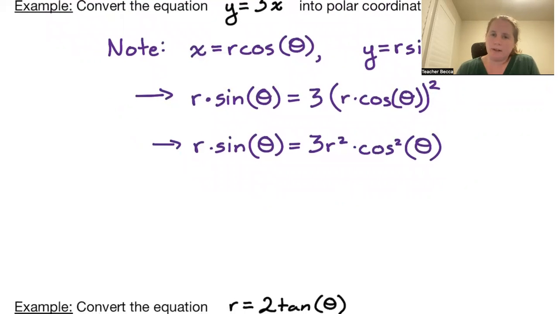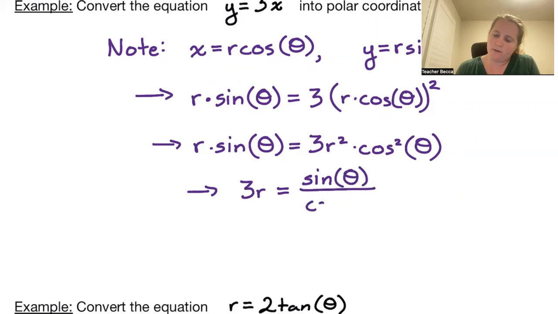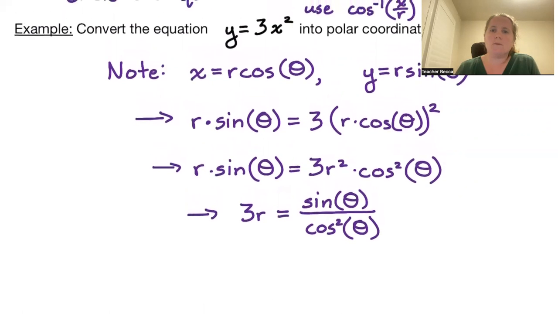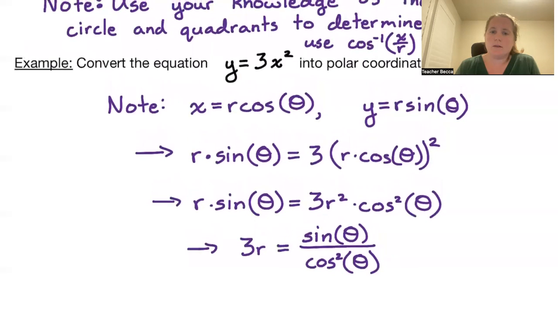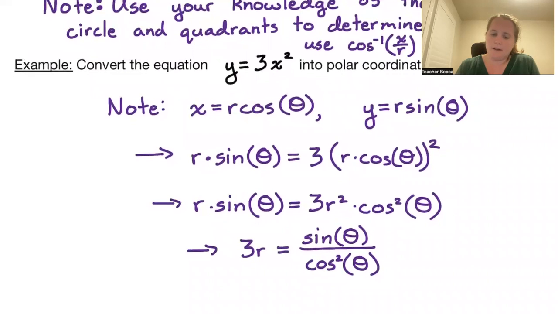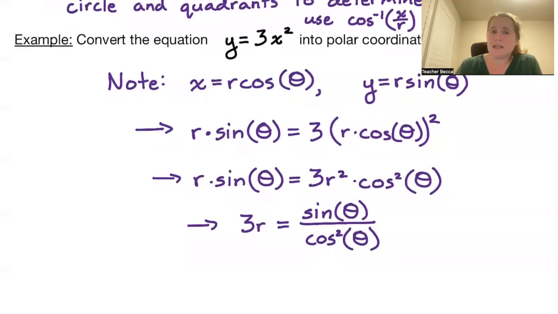If you wanted, you could rewrite this as 3r is equal to sine theta over cosine squared theta. And that works for everything except where r equals 0, possibly. So this is again a fairly straightforward technique here.